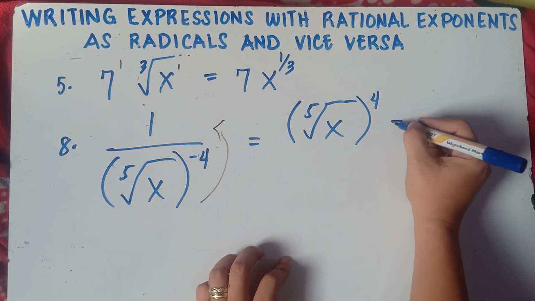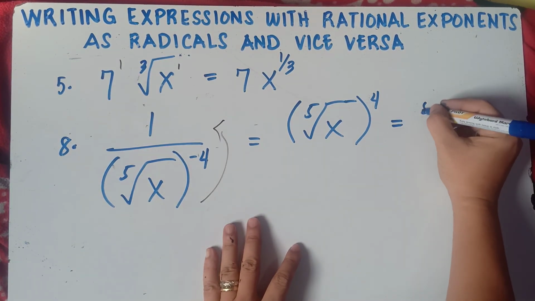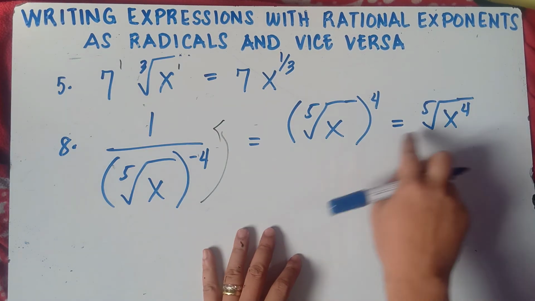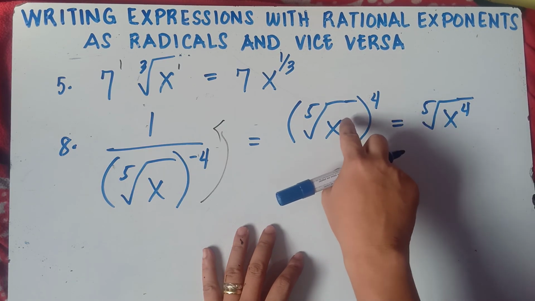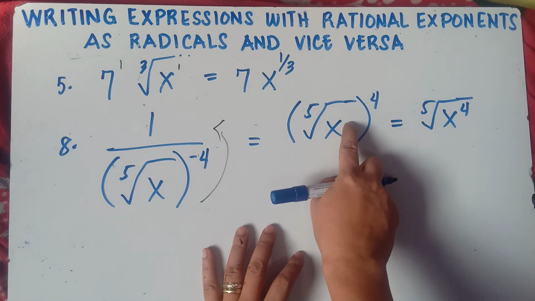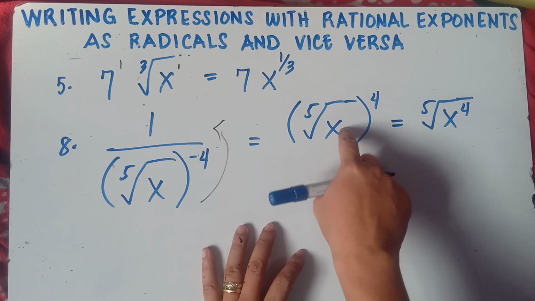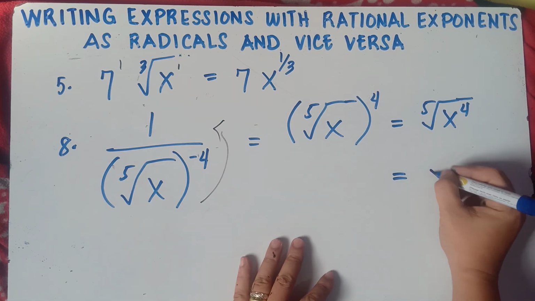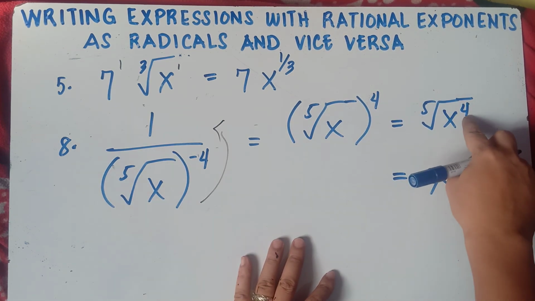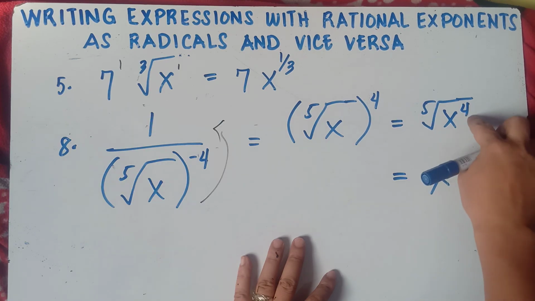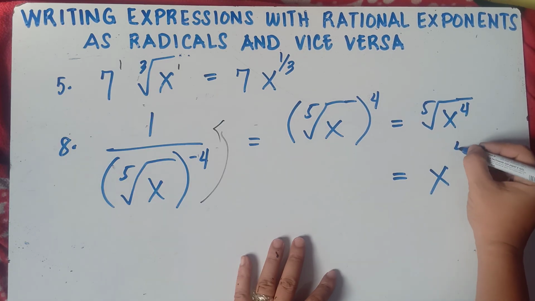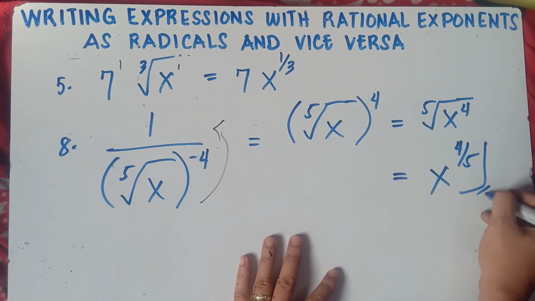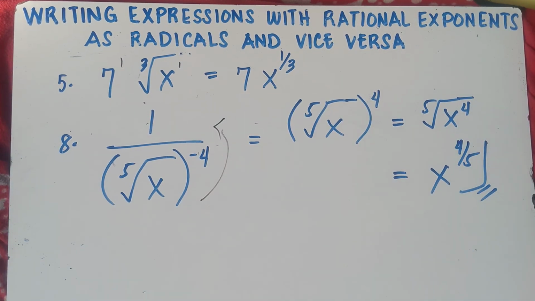Now once again, you can also write this one as the 5th root of x raised to the power of 4. So this is actually the same, class. Just put this 4 inside this radical symbol. This 4 will be the exponent of x. This is actually the same. And to convert this one, this will be x, copy x. This 4 will be the numerator of the fractional exponent, and this 5 will be the denominator. That's it, class. That's the answer for number 8.